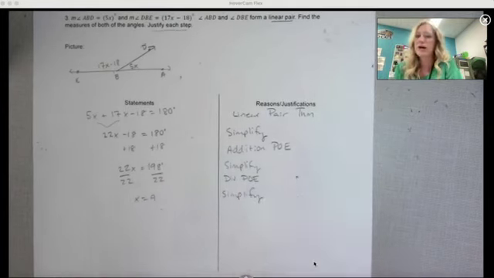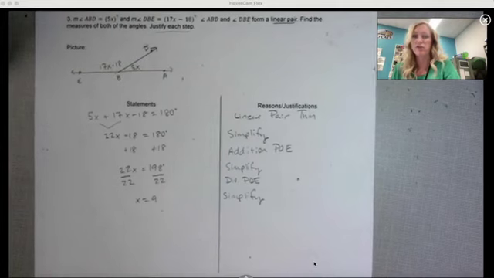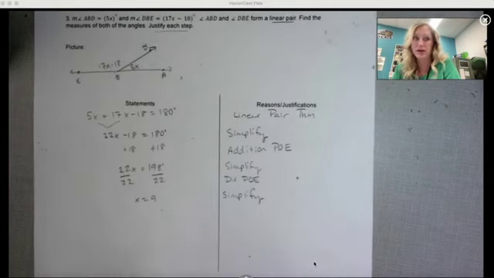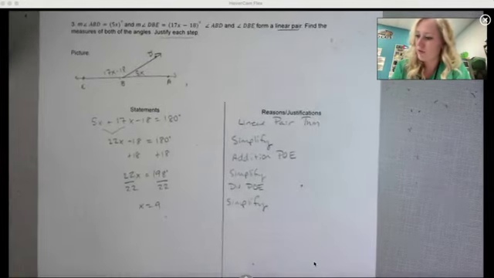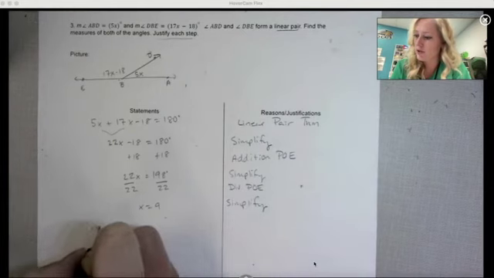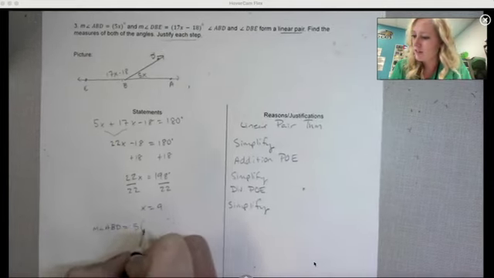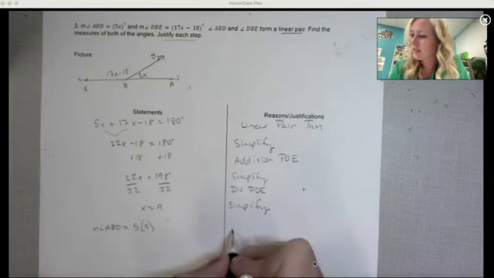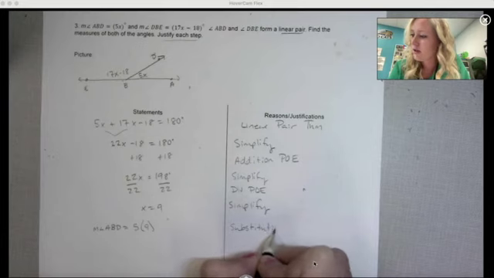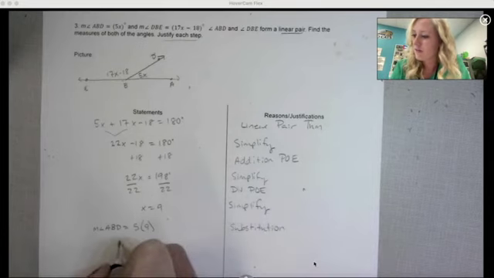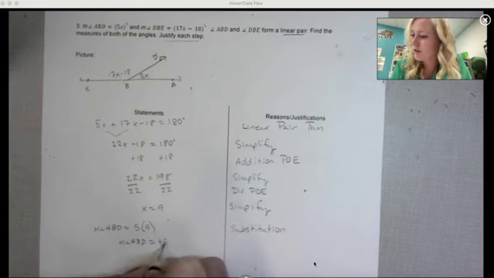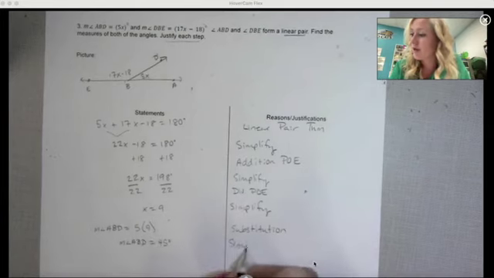Now we were asked to find the measure of both angles, not just x. So we're going to have to plug our x back in. We're going to plug it into ABD first. So the measure of angle ABD equals 5, but instead of x, we're going to plug in 9. This is our substitution property. So we get the measure of angle ABD is equal to 45 degrees when we simplify. That was one of the angles we found.